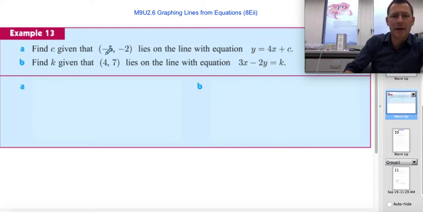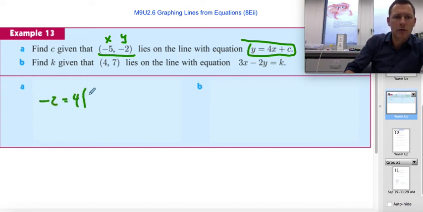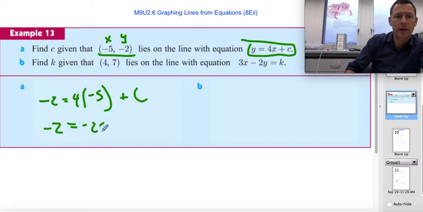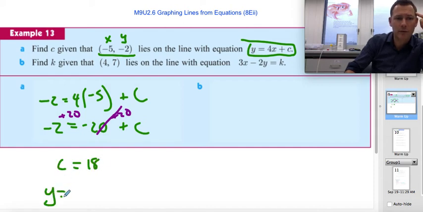Last one. Find C given that this point lies on the line. Okay. Well, I know this is a point x, y that makes this true. So if I put in -2 into the equation and -5, if I put in -5, I should get out -2. But the only thing is I don't know what C is. But I can calculate it because it's the only thing here that I'm missing. So this is -20 plus C. To solve, you'd add 20 to both sides. These cancel out, and you get C is 18, which is kind of nice because now you can write it into the equation. y equals 4x plus 18.